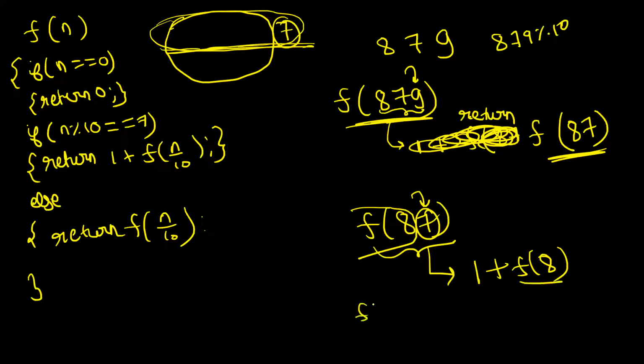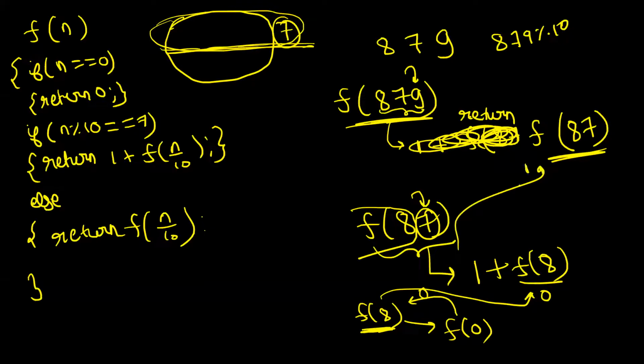So now f of 8 starts running. Is 8 equal to 7? No. 8 percentage 10 is 8 and that is not equal to 7. So the total number of sevens in this is nothing but the total number of sevens in 0. 8 by 10 is 0. So you will enter the else block and return f of 0. So what is f of 0? F of 0 will return 0. The moment this returns 0, f of 8 will return 0. 1 plus 0 will be 1 and f of 87 returns 1.